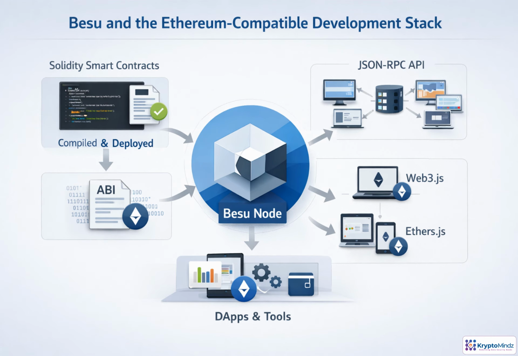Besu fits into the standard Ethereum development workflow. Developers write Solidity contracts, compile them into bytecode, and deploy them to a Besu network. The ABI tells applications how to call those contracts and interpret responses. JSON-RPC gives tools a common way to communicate with Besu nodes, while libraries like Web3.js and Ethers.js make those calls easier. That means existing Ethereum skills and tooling can carry directly into enterprise Besu projects.